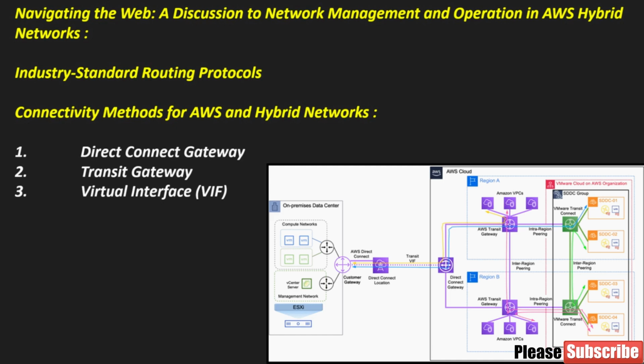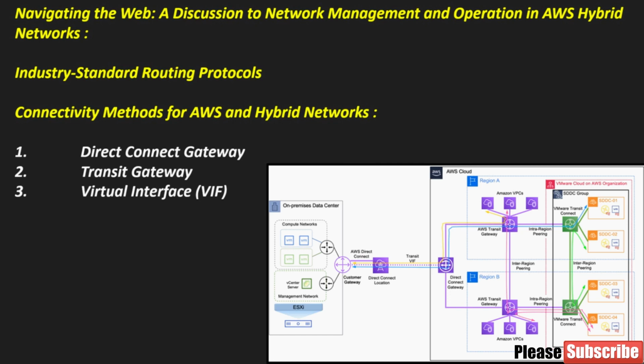In the ever-evolving landscape of cloud computing, effective network management and operation play a pivotal role in ensuring seamless connectivity and routing. In this part of the lecture, we will discuss some of the task statements focusing on the maintenance of routing and connectivity in AWS and hybrid networks. We will explore the key elements required for successful network management, including industry standard routing protocols, connectivity methods, limitations, access methods, and communication patterns. Everything we need to discuss now.